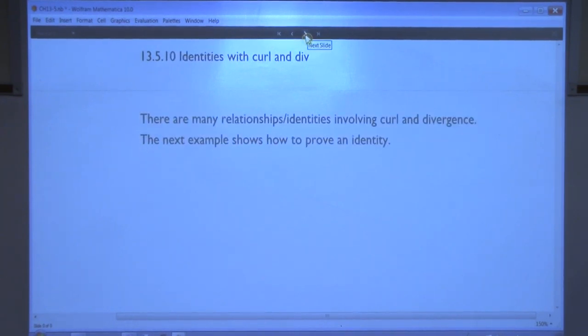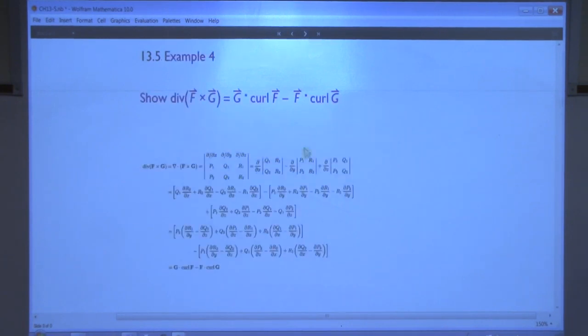Now, there are a bunch of identities with curl and div. And I have one here that I'm not going to work through. I just want to show you the basic idea behind it. If you take the div of the cross product of two vectors, it's equal to g dot curl of f minus f dot curl of g. And this is an identity.